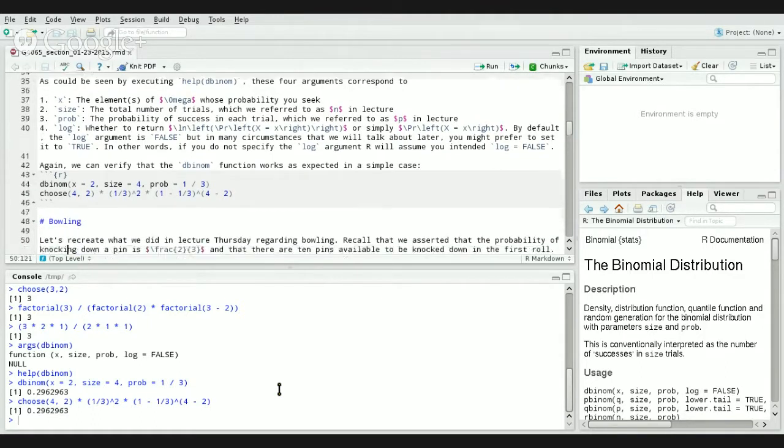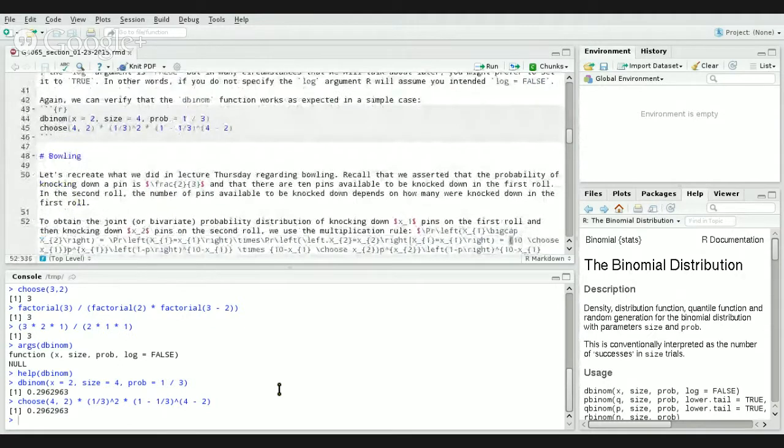Last week in lecture, we spent a considerable amount of time considering the distribution of pins knocked down in a frame of bowling under the binomial distribution, which is perhaps not very applicable because the pins are not independent of each other, but it's close enough for us to do some simple exercises to help understand probability and to understand how to do things in R. So in lecture, we asserted that the probability of knocking down each pin is 2/3, and there are 10 pins available to be knocked down on the first roll.